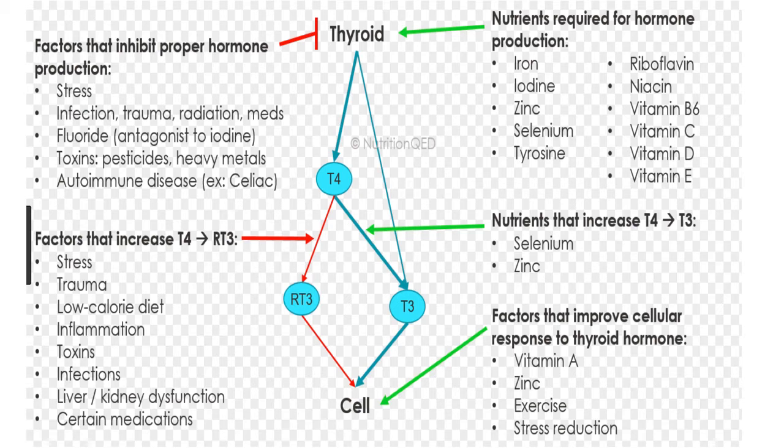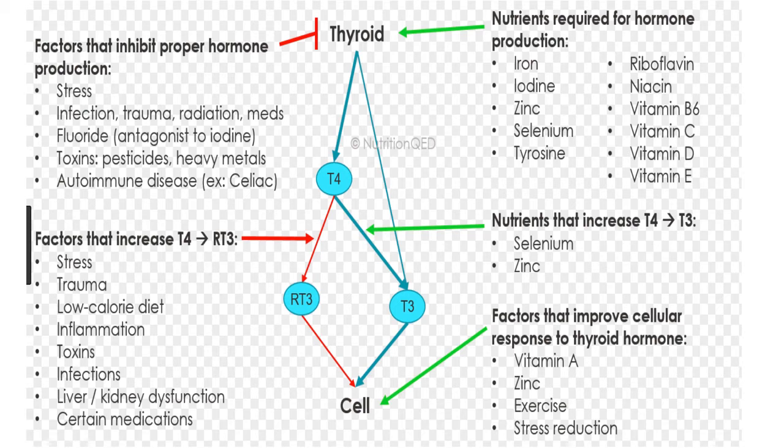But it's just kind of worth being aware that it's not a 100% test, what we're testing for. So factors that inhibit our hormone production of our thyroids are going to be things like stress, trauma, infection, because those are stressful types of states, toxins, so our heavy metals, and autoimmune diseases. And then we have factors that increase the conversion of T4 to the reverse T3. And that's going to be, again, stress, trauma, inflammation, toxins, certain medications.